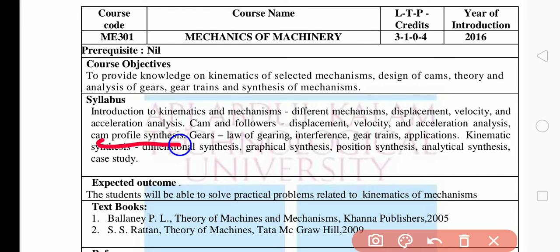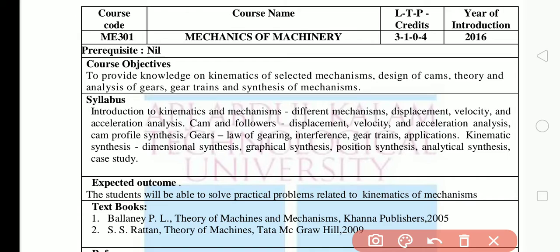Next one is cam profile synthesis. So here you will draw some cam. You know, cam is used in automobiles and various applications where the valve opening and closing is required. So how we can make that cam, that is cam profile synthesis, that we will be studying in cam profile synthesis. Then we will come to gears. What are the different types of gears, what is law of gearing, different terms like interference, then gear trains, what are the applications of gears, that is about the gears.